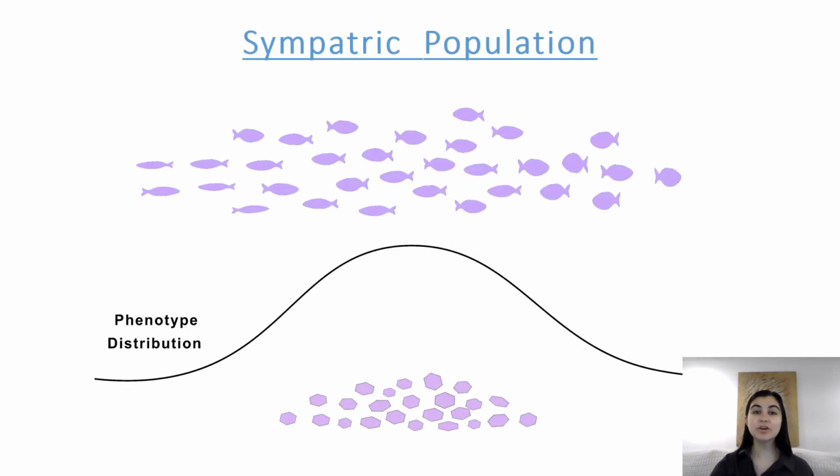To discuss the current understanding of sympatric speciation, let's use this example of a group of fish in a lake. All fish are feeding on this common food source pictured below. We can see the phenotype distribution of the fish is represented by this bell-shaped curve. On one end of the distribution, we have skinny fish, and on the other end, we have rounder fish.